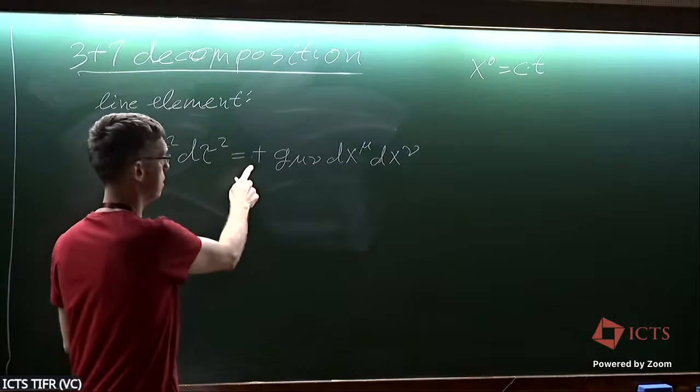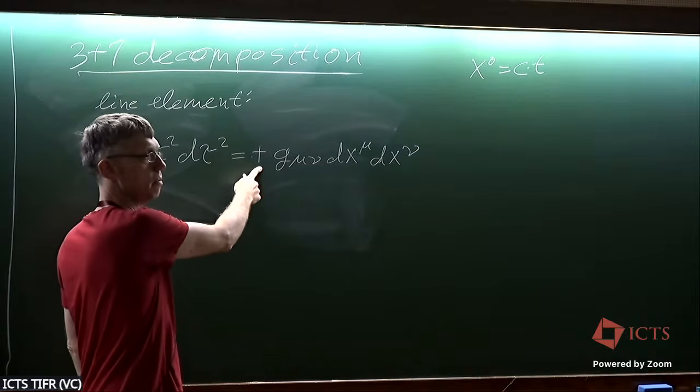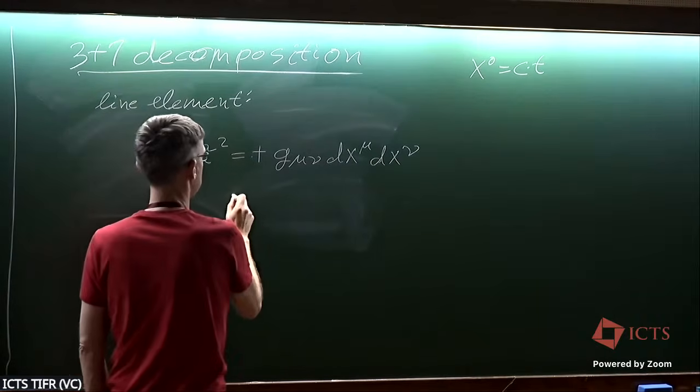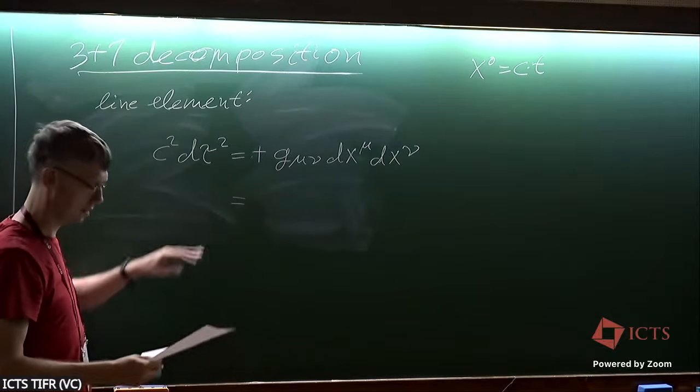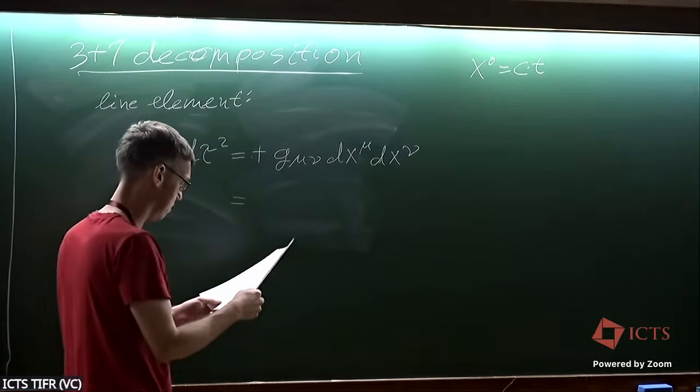Right, so in the mostly plus signature, you would have a minus here. But the form of the line element is basically invariant if you write it like this. So it doesn't depend on the signature really.